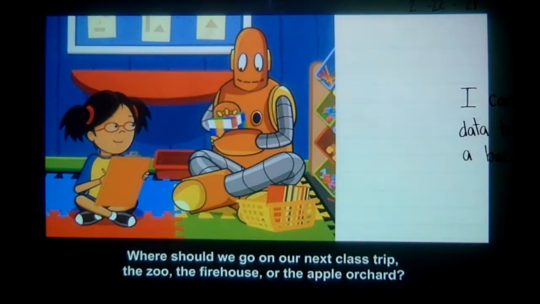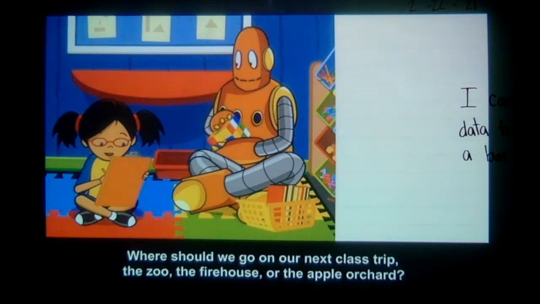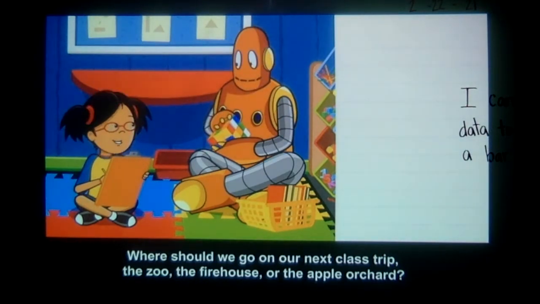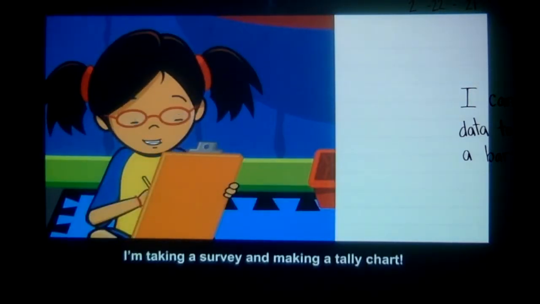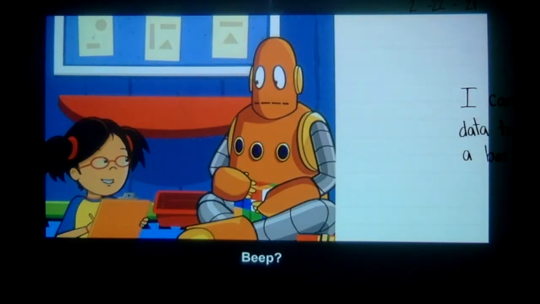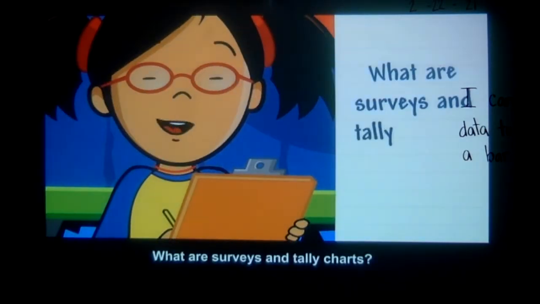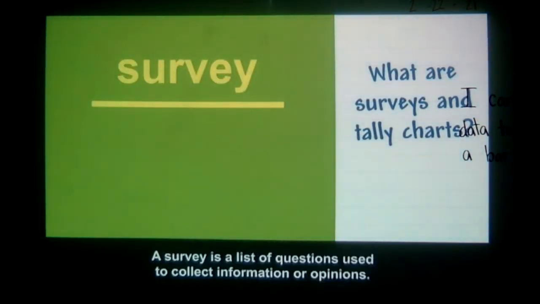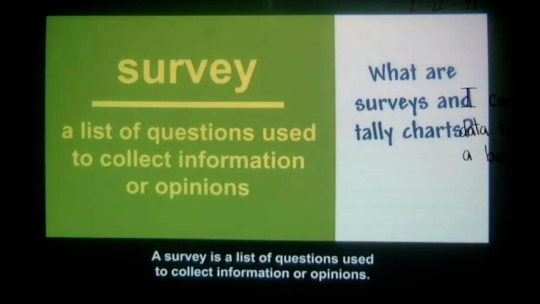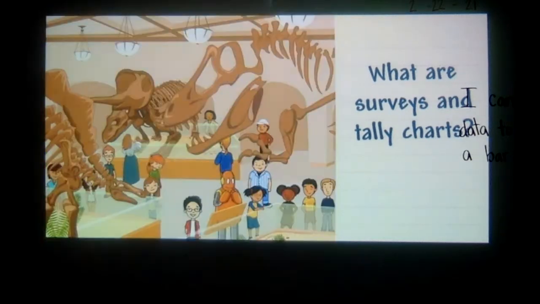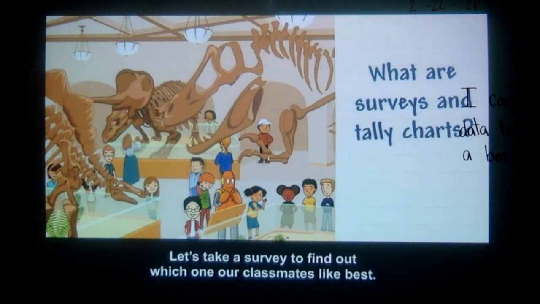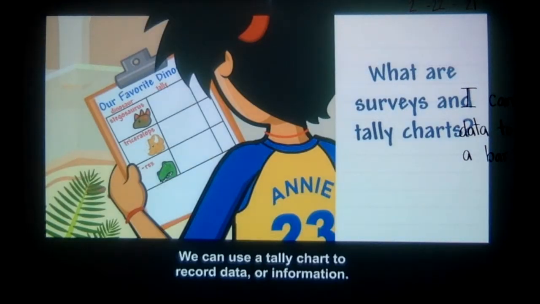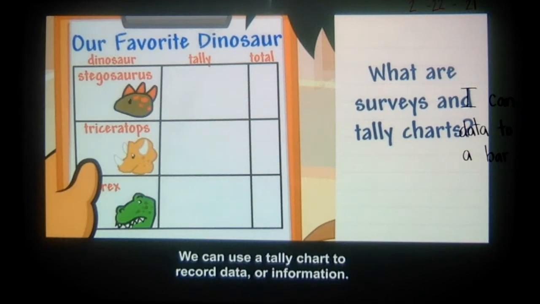Where should we go on our next class trip? The zoo, the firehouse, or the apple orchard? I'm taking a survey and making a tally chart. What are surveys and tally charts? A survey is a list of questions used to collect information or opinions. Let's see. There are 3 dinosaurs here. Let's take a survey to find out which one our classmates like best. We can use a tally chart to record data or information.